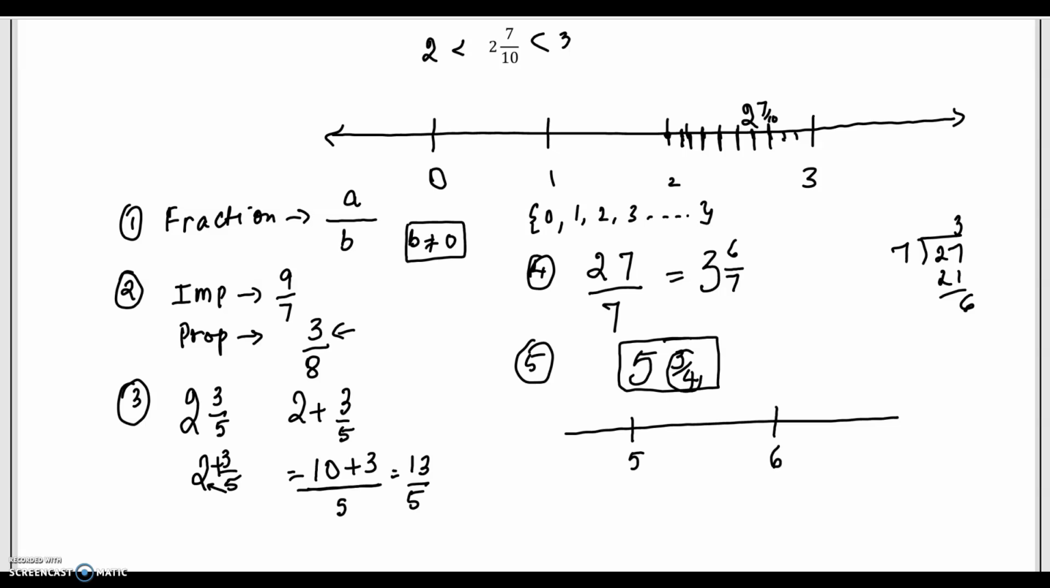And how much more than 5? It's 3/4. So first let's divide this into 4 equal parts, because we want to divide it into fourths. That is 5 plus 1/4, which is 5 and 1/4. This one is 5 and 2/4. This is 5 and 3 out of 4 equal parts. And that's how we graph mixed numbers on the number line.